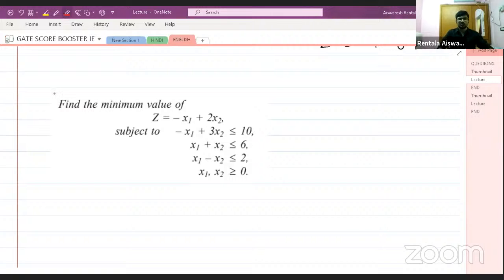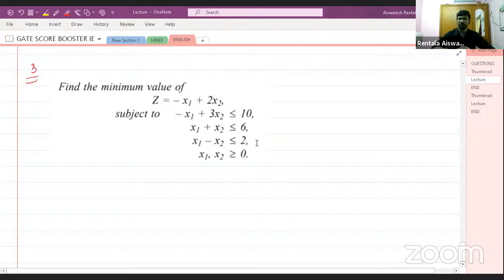Chalo, let us solve this question. It is a very small question. Directly, they can ask this as a 2 marks question in the GATE examination. But you will learn a new thing from this question also. As there are only two variables, directly you can solve using the graphical method. Use the graphical method and try to solve this particular question.